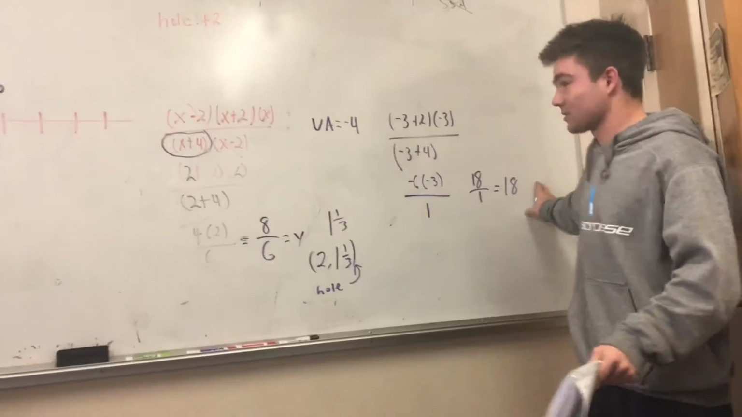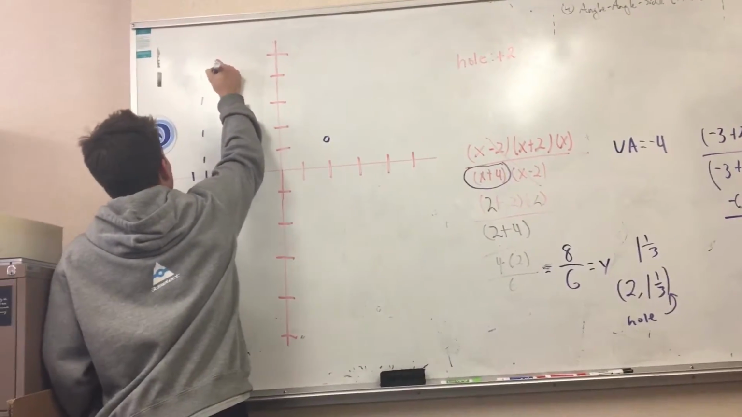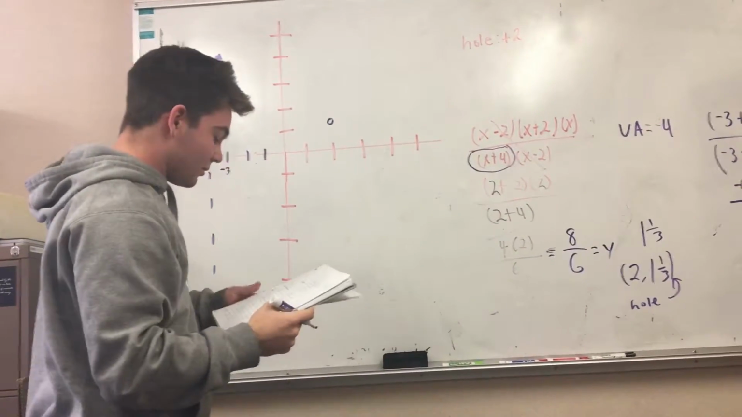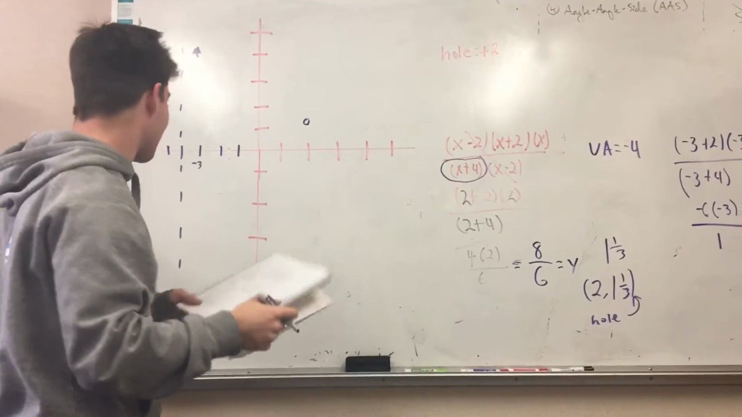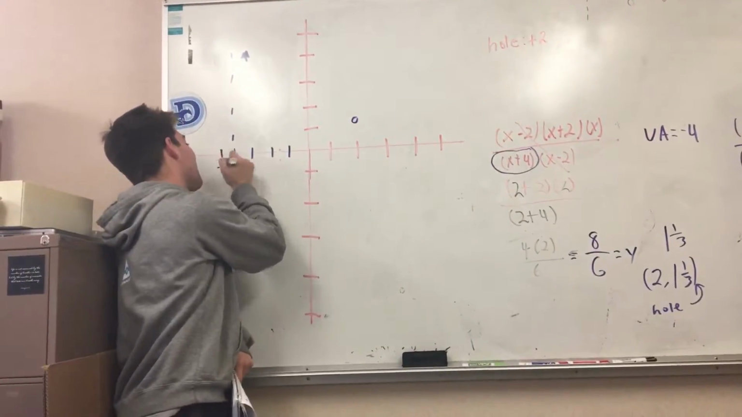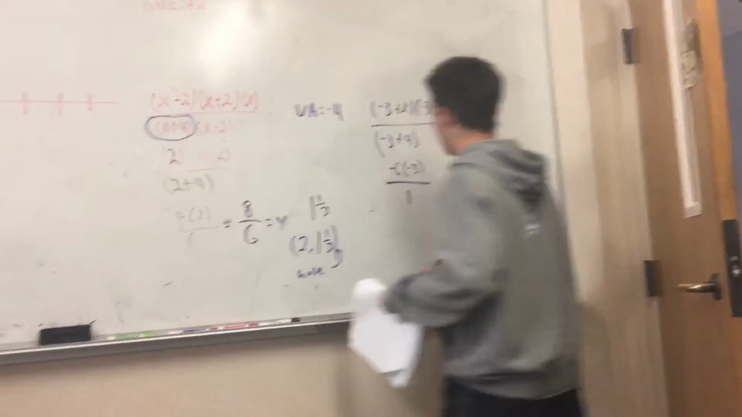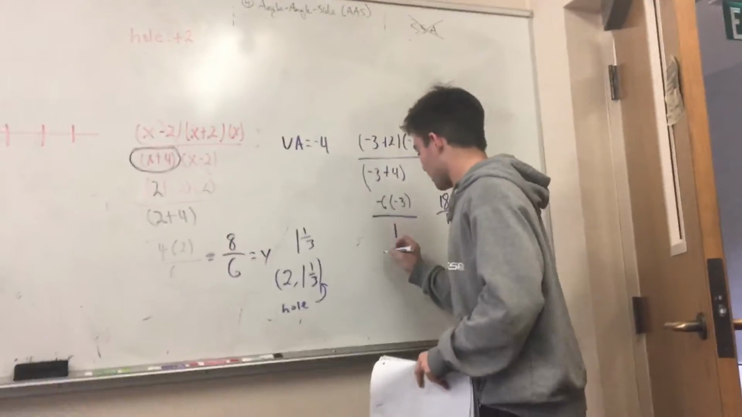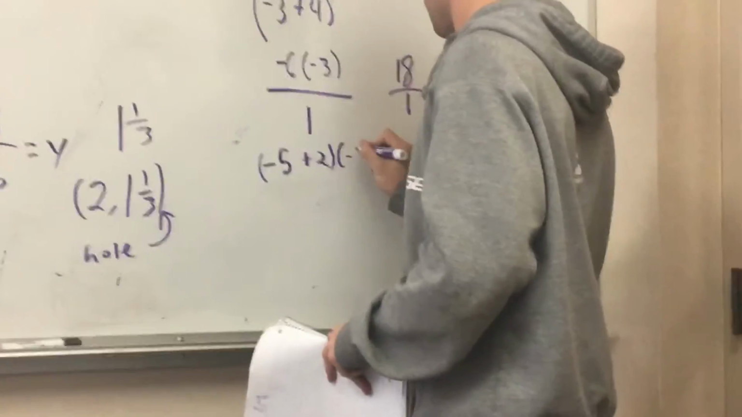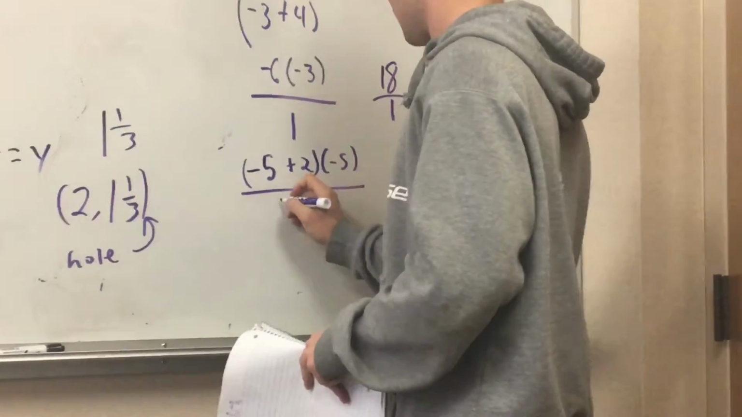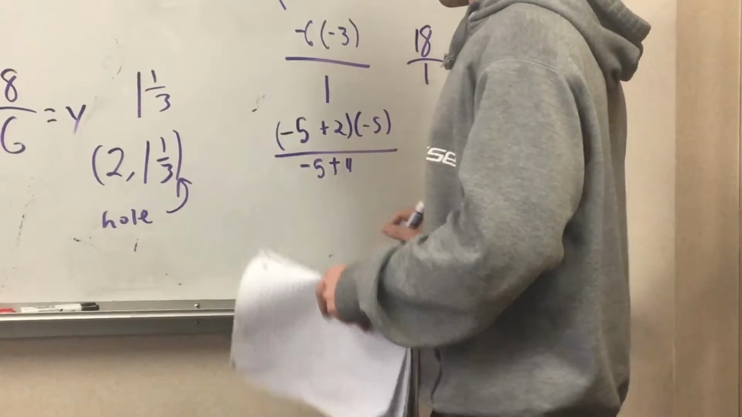Now that we have a positive number, we know that over here it's going to be going up. Now we want to plug in negative 5, which is on this side, to figure out where it's going over here. So now we're going to plug in negative 5: negative 5 plus 2 times negative 5 over negative 5 plus 4.